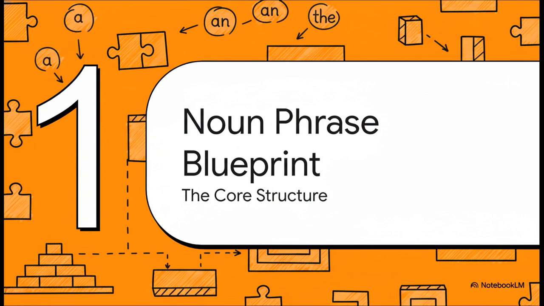Okay, first things first, we're jumping right into section 2, the noun phrase blueprint. See, to understand articles, we first need to understand where they live. And their home is something called the noun phrase. It's like the fundamental building block for so much of the English language.